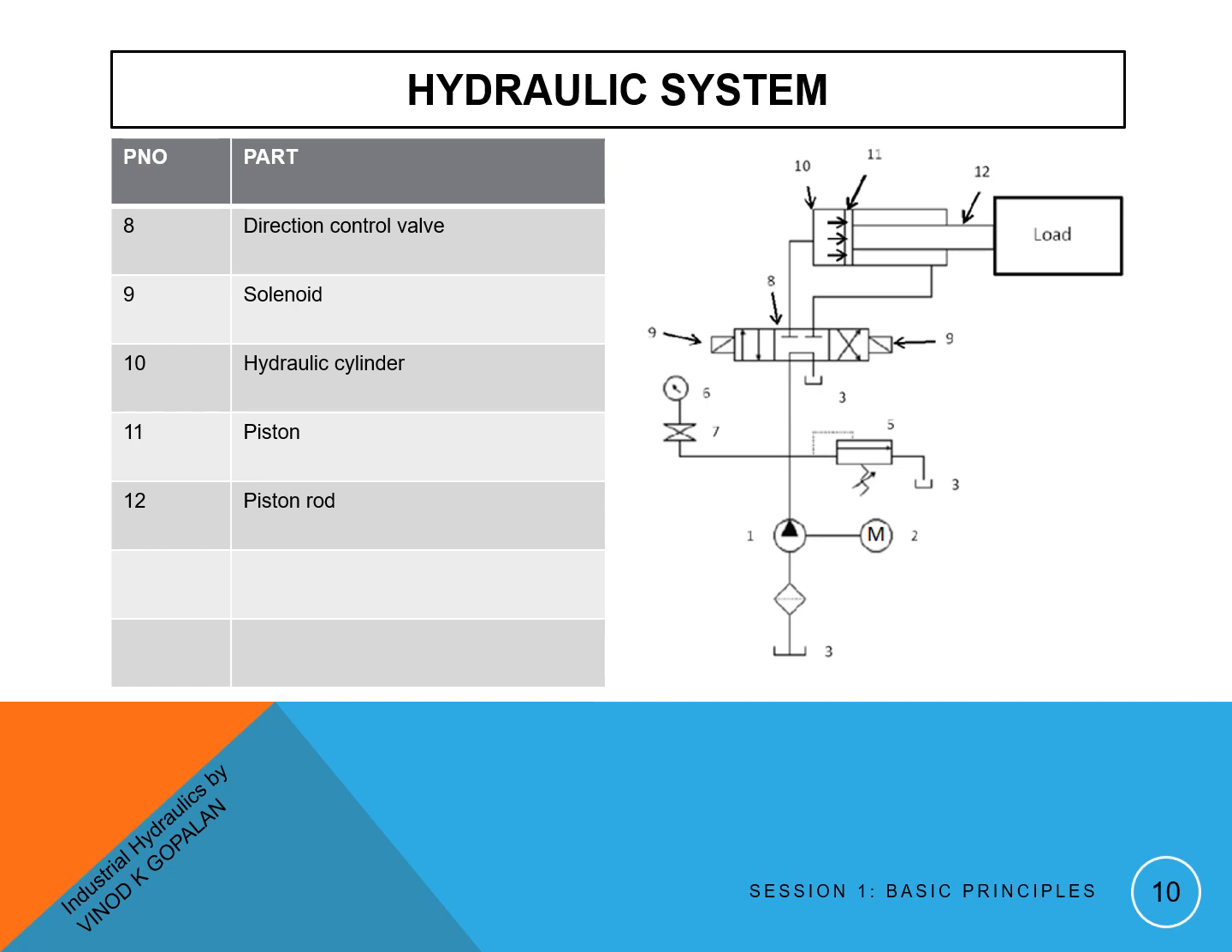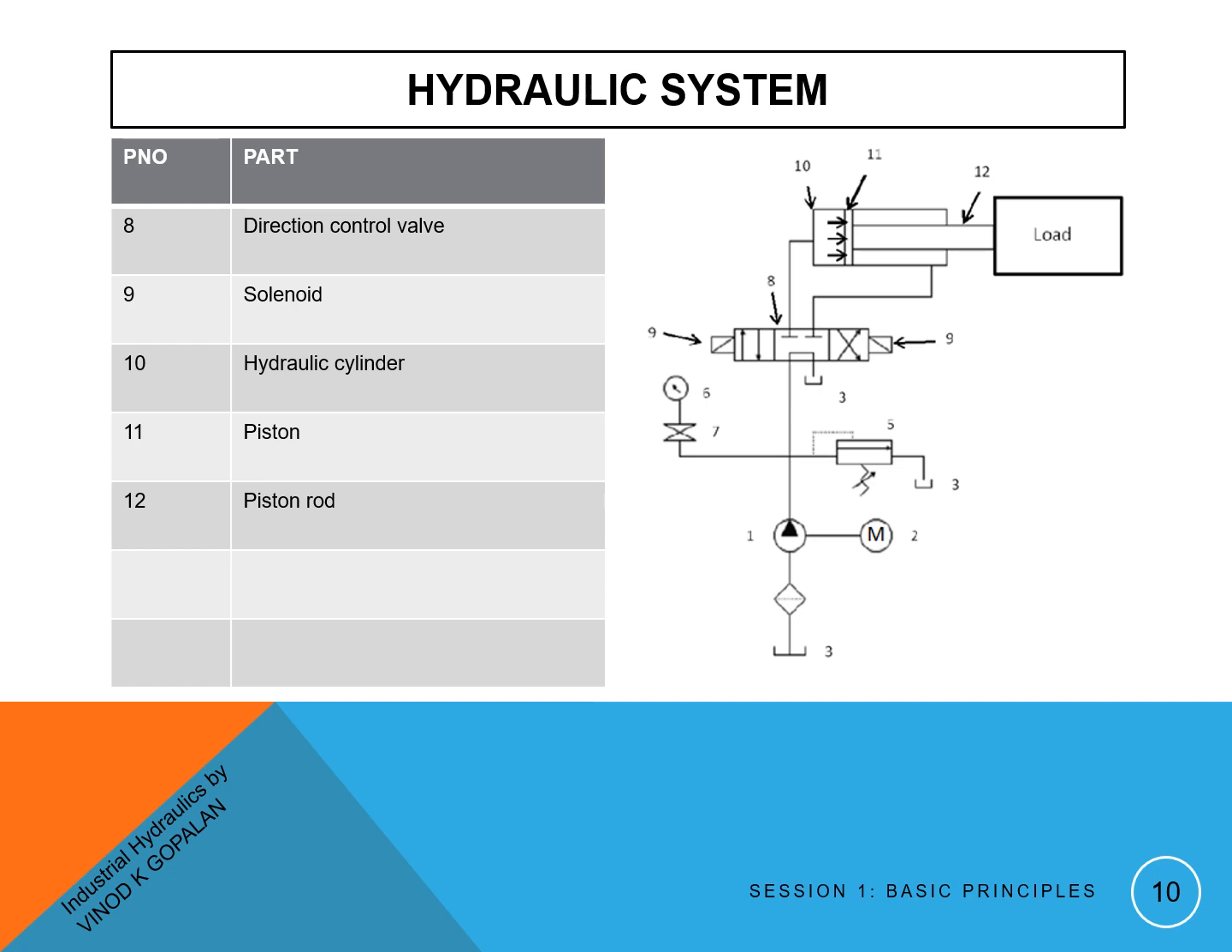When the left hand position is actuated, the fluid takes a straight path as shown in the arrows, and oil from the pump is flowing to the back end of the cylinder, causing it to move forward. Oil in the front side of the cylinder is flowing back to the reservoir through the valve.